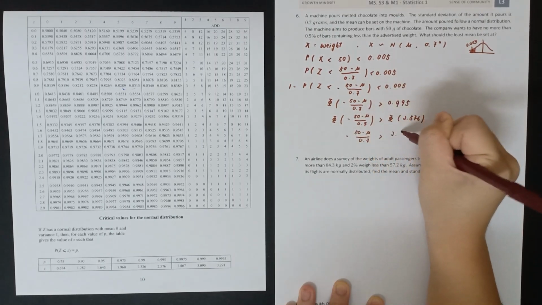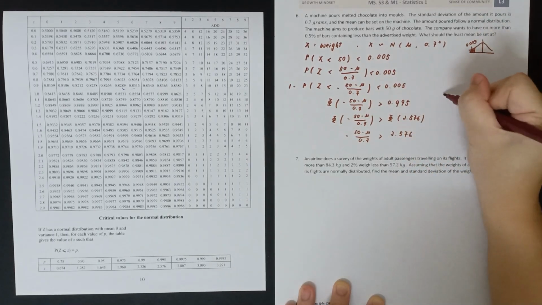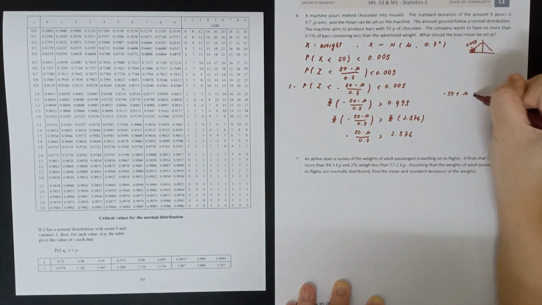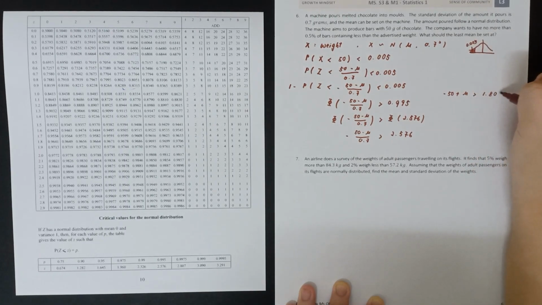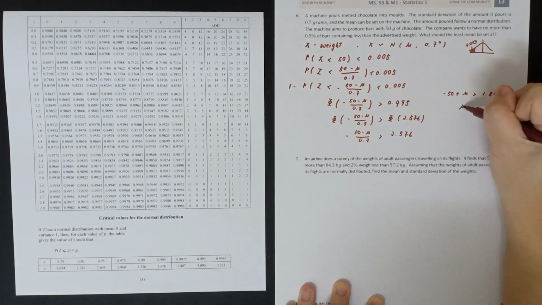Greater than 2.576. Okay, then after that I'm going to continue. Minus 50 plus mu greater than 1.8032. Okay, then I'll solve for mu.